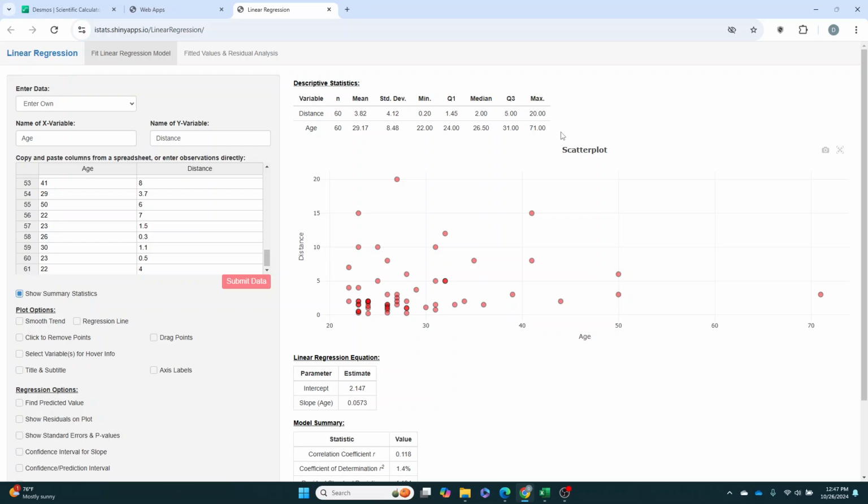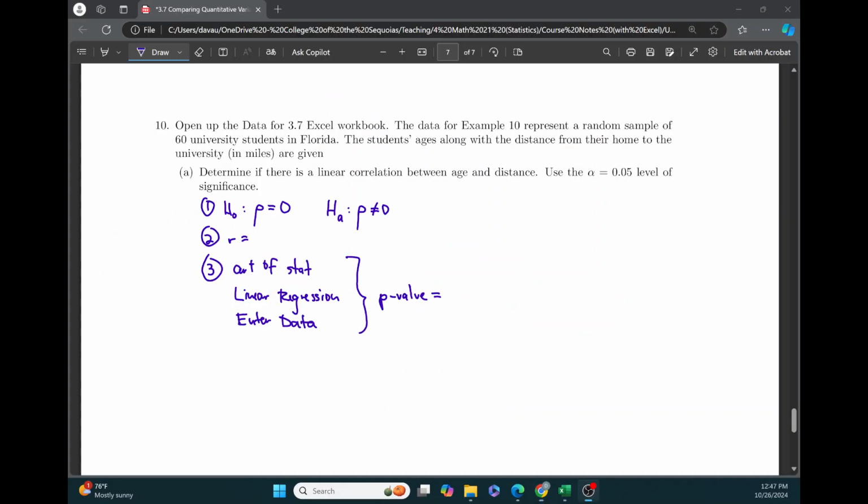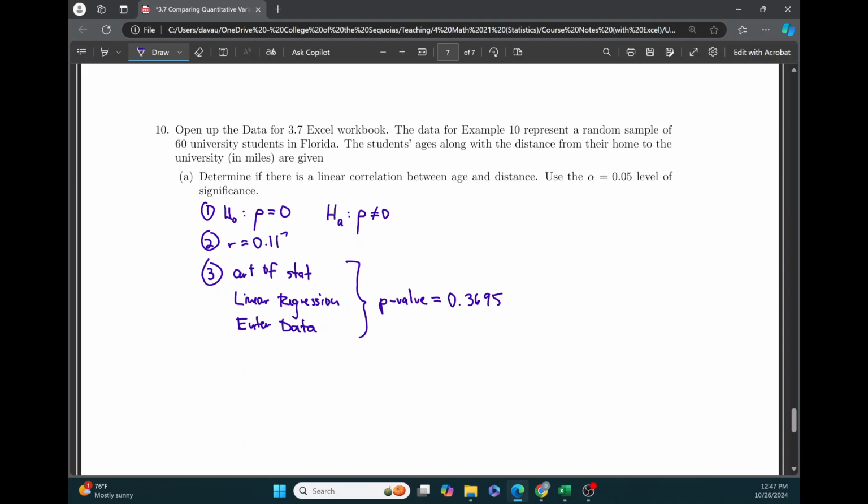And wow, that doesn't look like there's much of a correlation at all. Our correlation coefficient is pretty close to 0. Only way to know for sure is to show the p-value. And the p-value for our slope is pretty large. Okay, so probably not a linear correlation here. Let's write it down. So our p-value is 0.3695. Our correlation coefficient was 0.118.